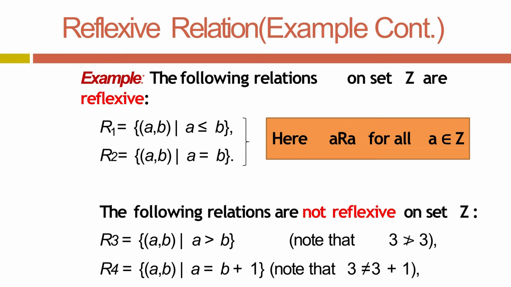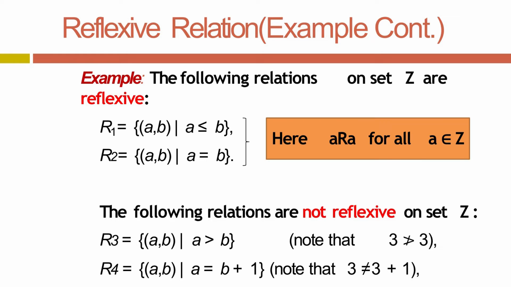And then you see R3, the set of pairs (a,b) such that a is greater than b, is not reflexive because no integer is greater than itself. 3 cannot be greater than 3. So, for reflexive, one element is compared with itself, 3 is compared with 3. Here the set of integers Z is 1, 2, 3, 4, 0, 5, minus 2, minus 3. So, (a,b) such that a is greater than b cannot be a reflexive relation.